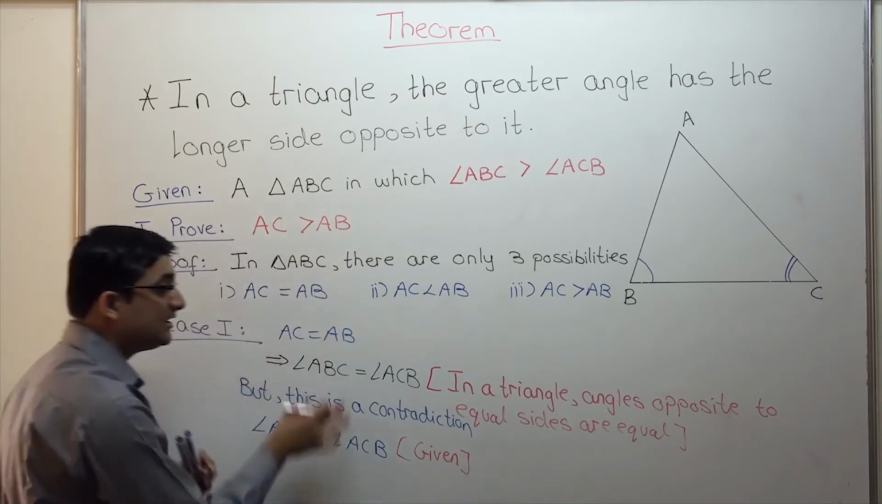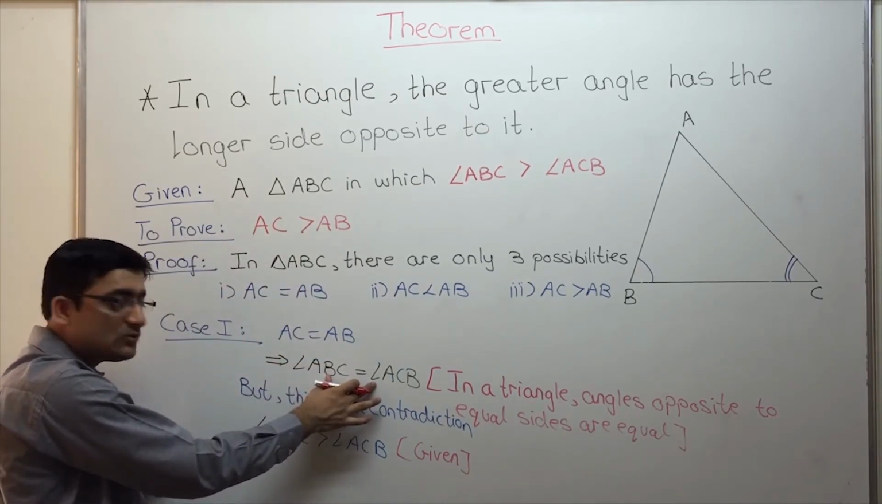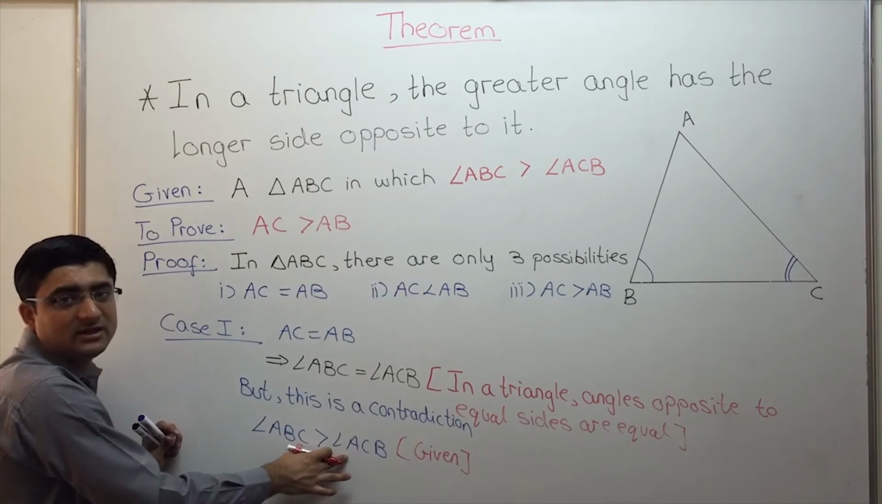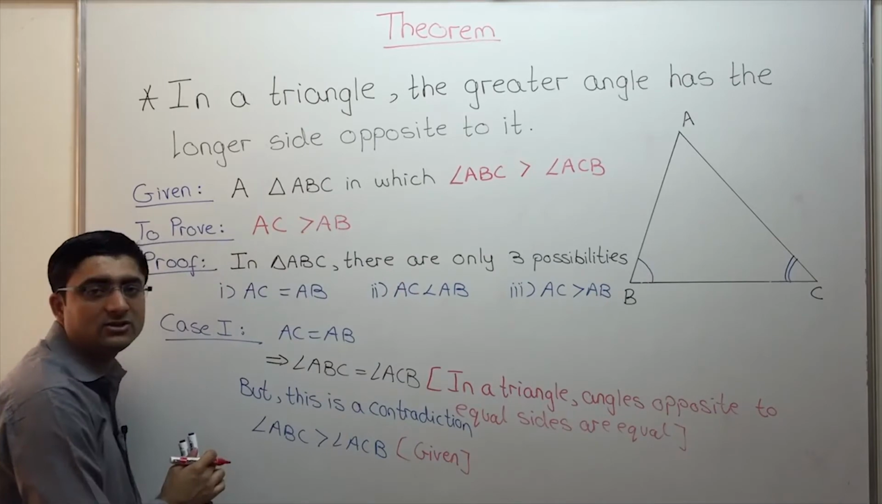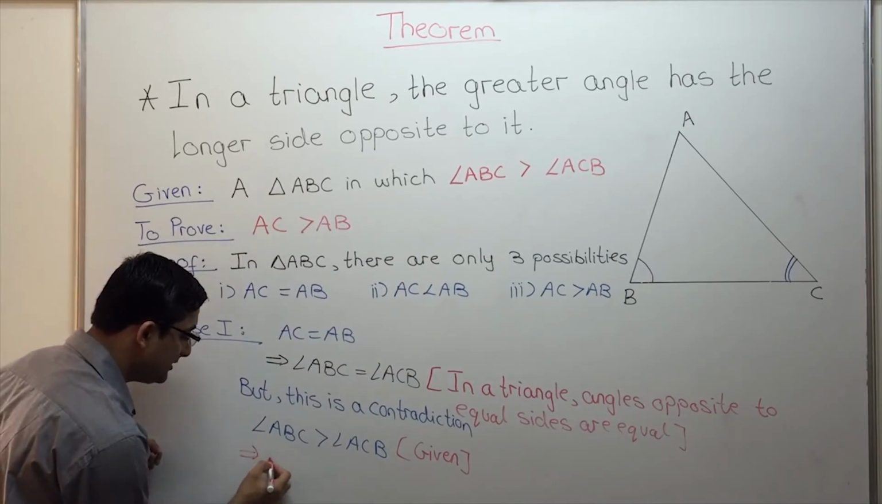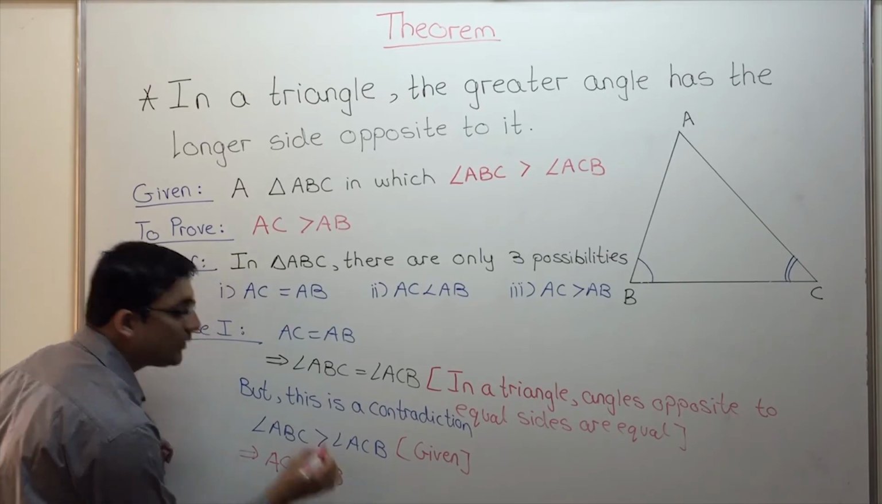So please try to understand. See, if AC is equal to AB, the two angles will be equal. But this cannot be the case. Why? Because we are given this angle is bigger than this. I repeat, we are given this angle is bigger than this. So the two angles cannot be equal. So this implies AC is not equal to AB. That is, case 1 is not true.